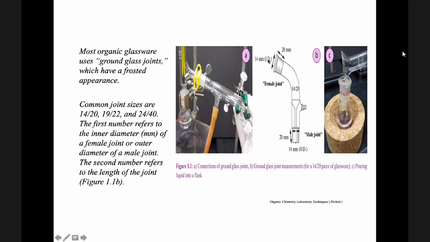So maghambag ni class nga common joint size, maghambag ni nga joint size of 14/20. Which means that the internal diameter of the joint is 14 and the length here is 20. And this one is a female joint. The other one down here is the male joint. Okay. So always take note that the first number, the 14 here, is the inner diameter. The second number is the length, no, of the frosted part.